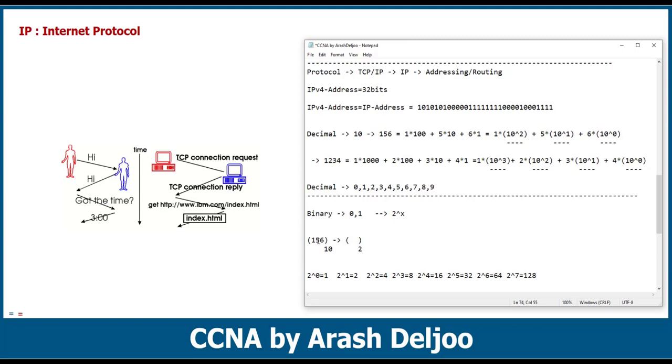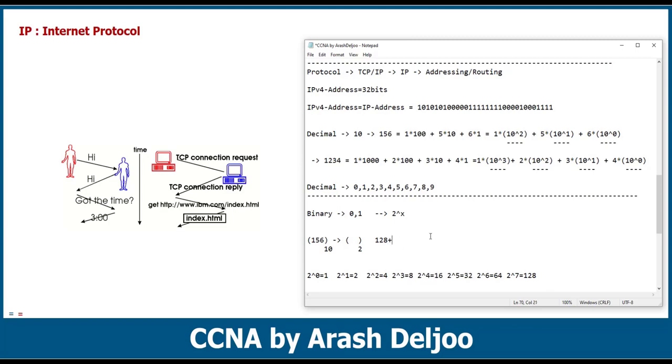How can you write 156 in powers of 2? For example, we can say 156 equals 128, which means 2 to the power of 7. We don't use 2 to the power of 6 because if you add this value to 128, you have a bigger value than 156. But if you use 2 to the power of 5, 32, in total you will have 160. Because of that, I'm not going to use this value, but we can use this value.